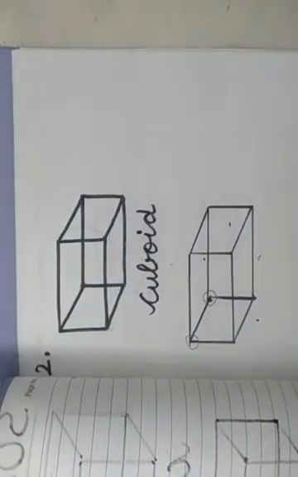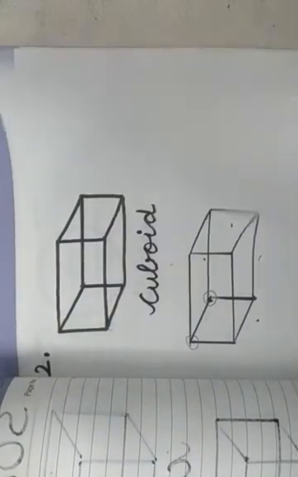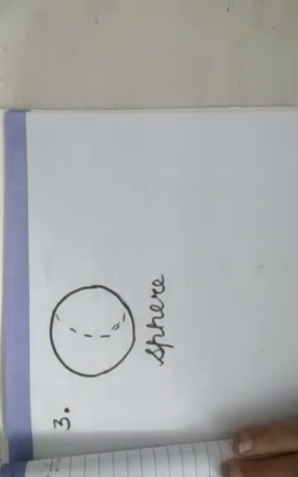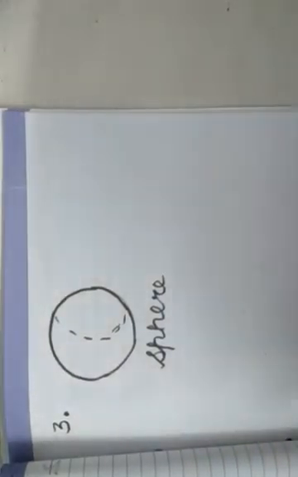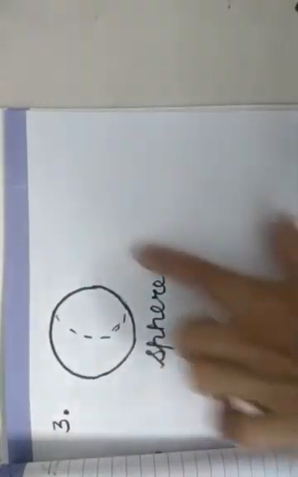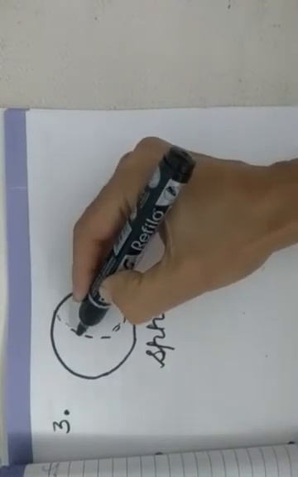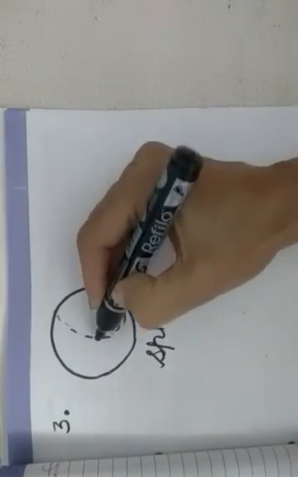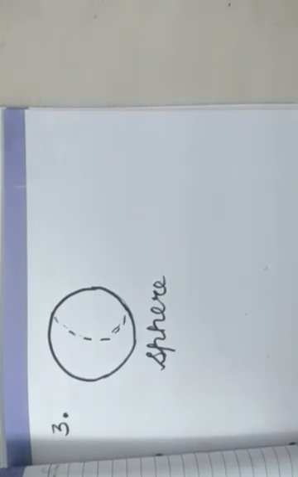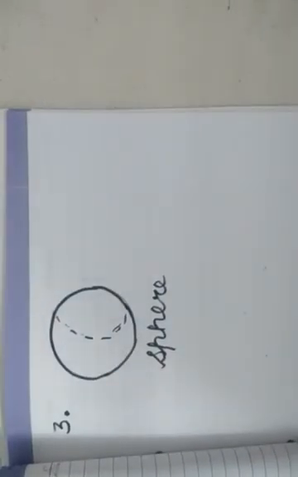Is that clear? Now we are going to discuss our third solid shape, that is the sphere. Now you can look at it. You can see here it is a football. There is one football, and what you can see here is a curved surface. First you should understand the meaning of curved surface. What is the meaning of curved? Curved means that it is not straight.